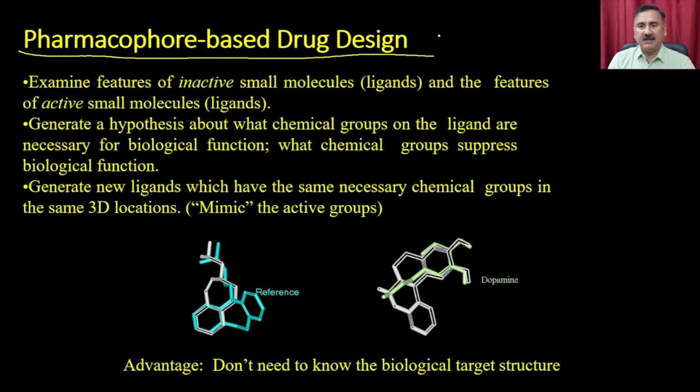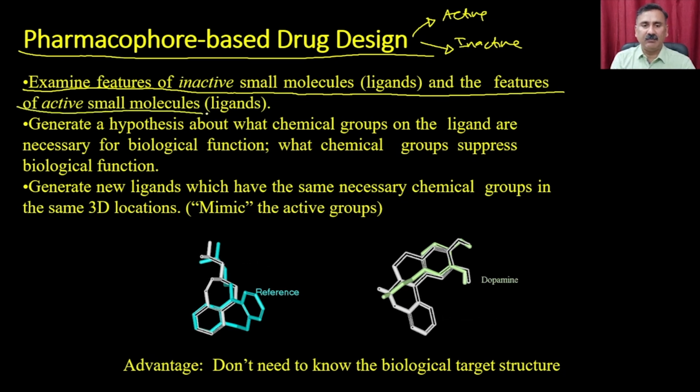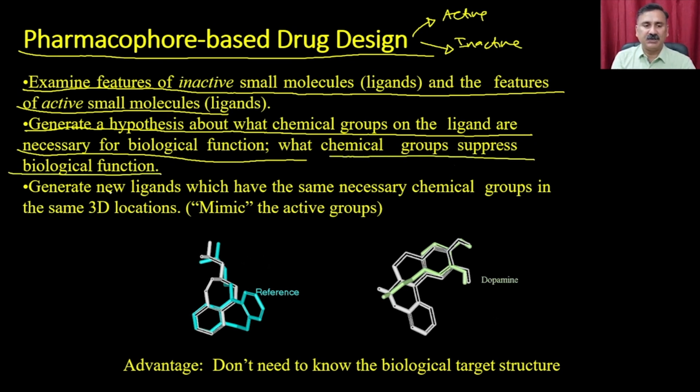In this particular case, you have to take two different types of molecules, one which is active and one which is inactive. You examine the features of the inactive molecules as well as the features of the active molecule. For example, you have a reference molecule and the actual molecules. Then you generate a hypothesis about what chemical groups on the ligands are necessary for the biological function, what chemical group suppresses the biological function, and so on.